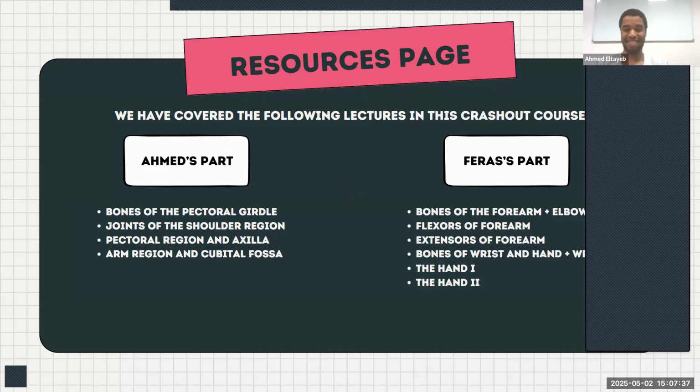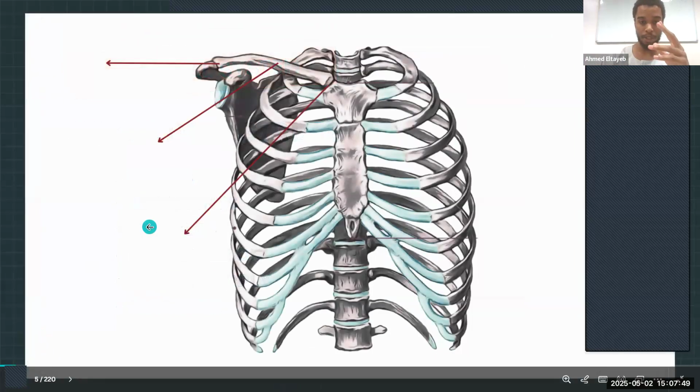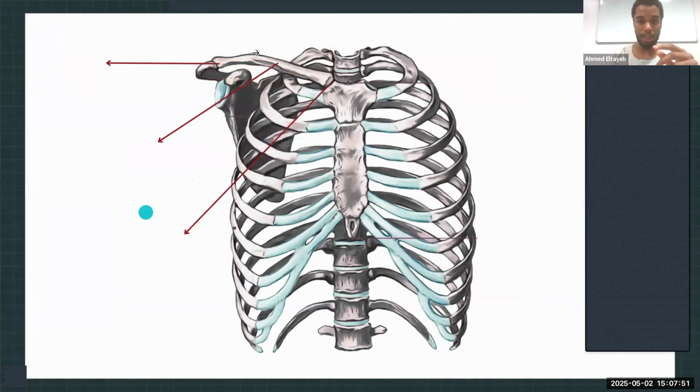Okay. Bismillah. So we'll start breaking down the regions from the top. From the very beginning, we'll start with the shoulder girdle. So let's start with this flat bone here. We have this flat bone which is articulating with the acromion of the scapula and the manubrium of the sternum. This flat bone, we call the clavicle.